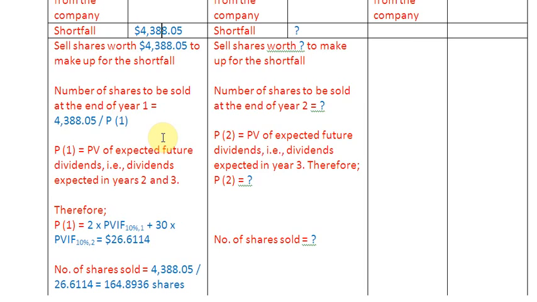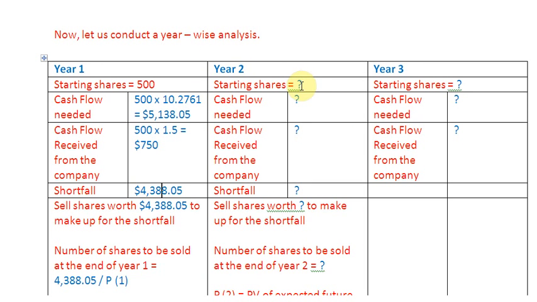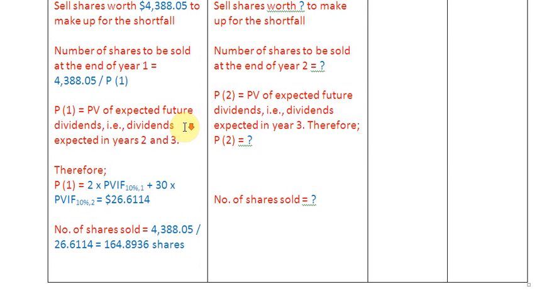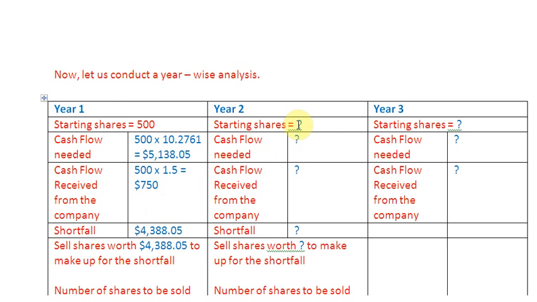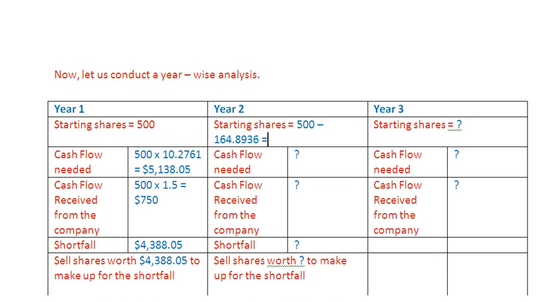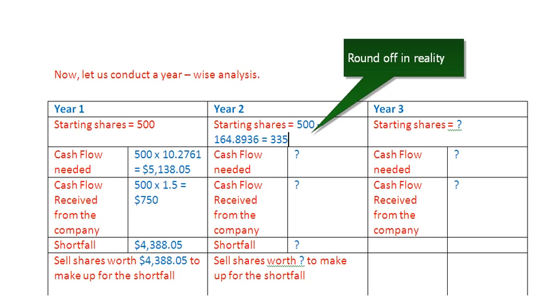So now coming into year number 2, your starting shares are not going to be 500. Remember, starting from year 1 you had 500 shares to begin with. Now along the way you have sold these many number of shares, so your starting number of shares in the second year are going to be 500 minus the shares that you have sold at the end of the first year, 164.8936. So you are going to be left with 335.1064 shares.